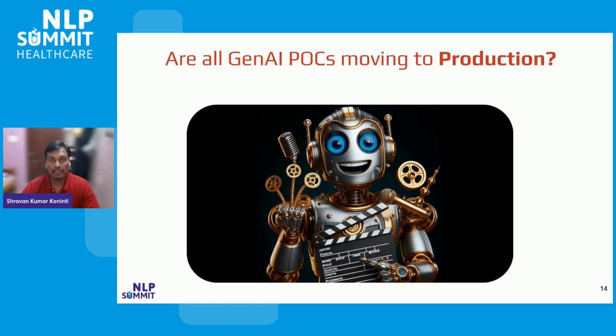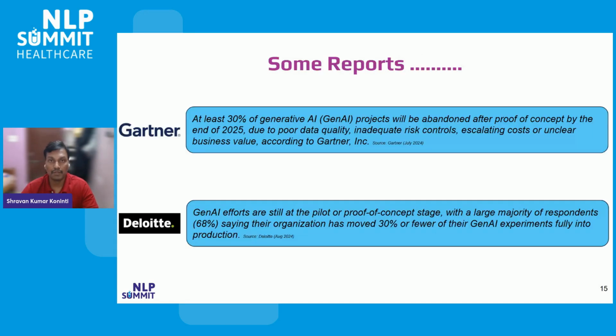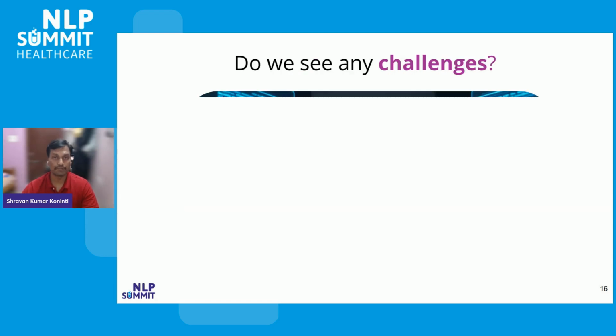Now, let's look at this question: are all generative AI POCs moving to production? Actually, they are not. I have read some reports from Gartner and Deloitte. It says that 30% of generative AI use cases will get abandoned after proof of concept by the end of 2025. And there are various reasons they are quoting: data quality, inadequate risk controls, and some other reasons. The Deloitte report says something similar as well.